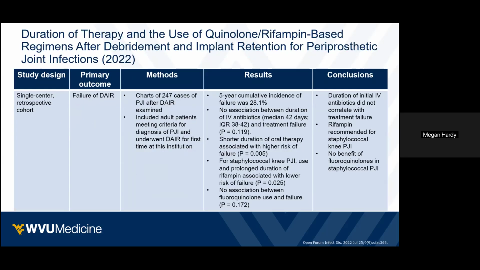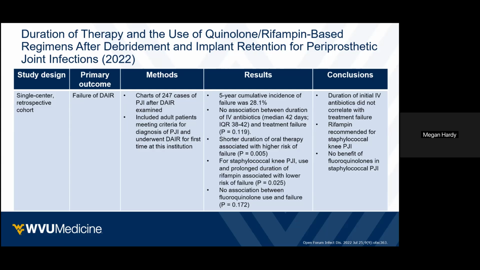And the last study that I want to look at is the duration of therapy and use of quinolone rifampin-based regimens after debridement and implant retention for periprosthetic joint infections. So this is a single center retrospective cohort, primarily looked at the failure of a DARE procedure. And the methods were, this is a retrospective chart review of 247 cases of prosthetic joint infection after DARE, and included patients meeting criteria for diagnosis of PJI who underwent DARE for the first time at that particular institution.